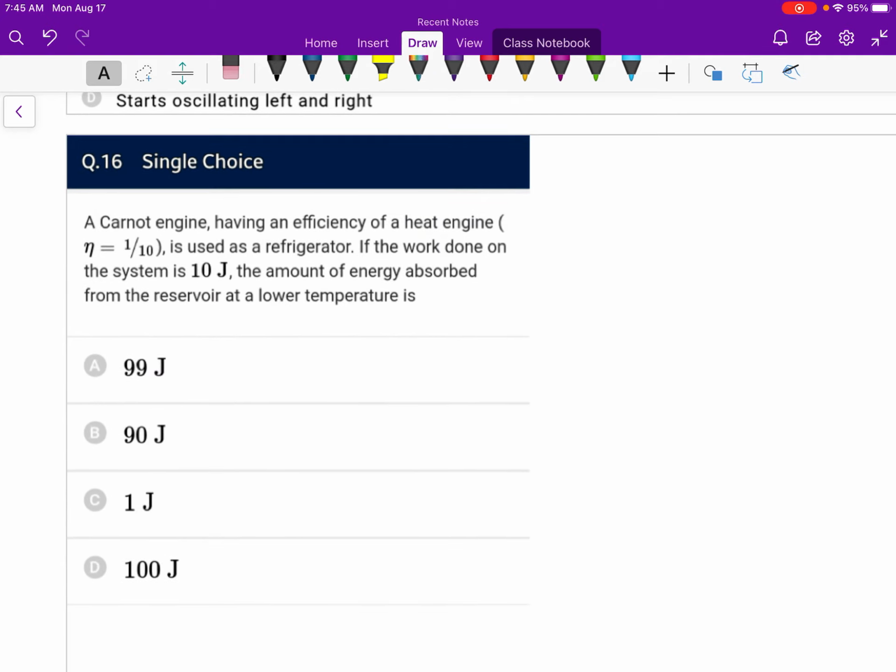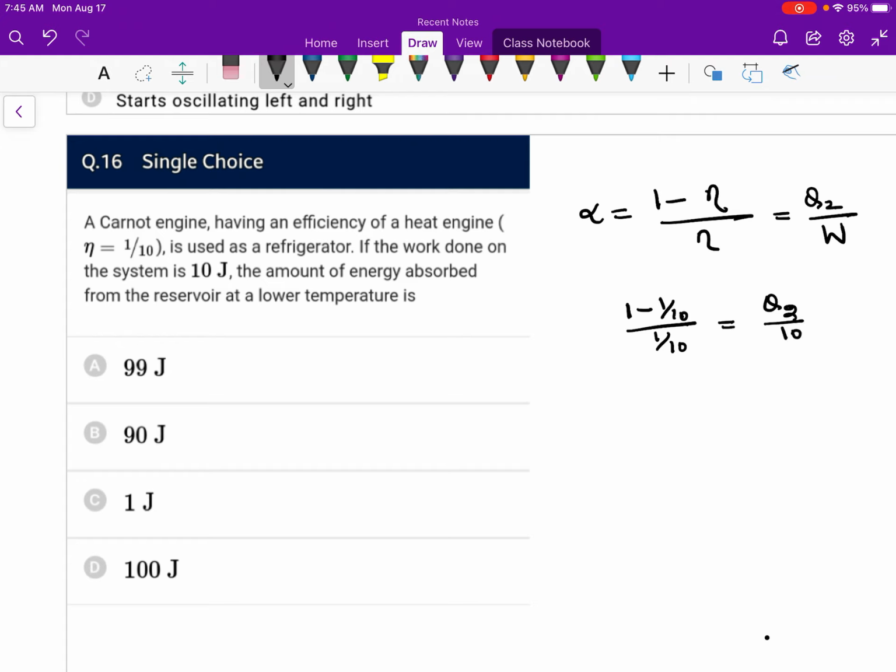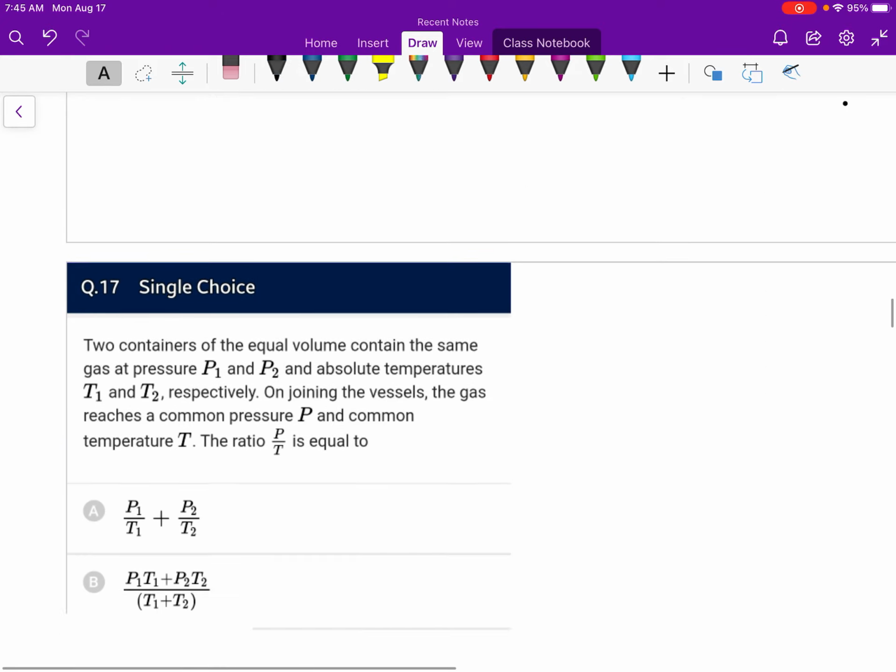Next question. A Carnot engine having an efficiency of 1 by 10 is used as a refrigerator, and the work done is 10 joule. We need the amount of heat absorbed. We know the coefficient of performance and efficiency are related as alpha is (1 minus eta) upon eta, and alpha is Q2, the heat absorbed, upon work. So 1 minus 1 by 10 upon 1 by 10 equals Q2 upon 10. So this is 9 into 10, so Q2 is 90 joule.